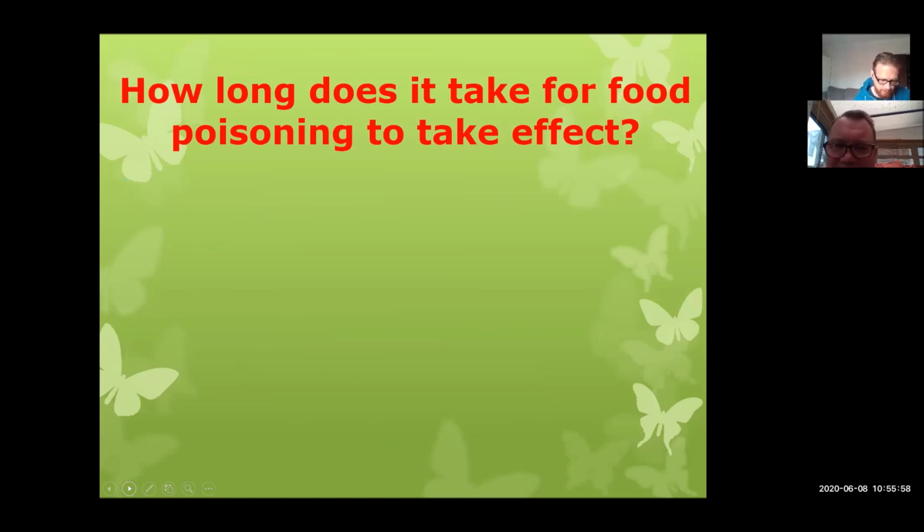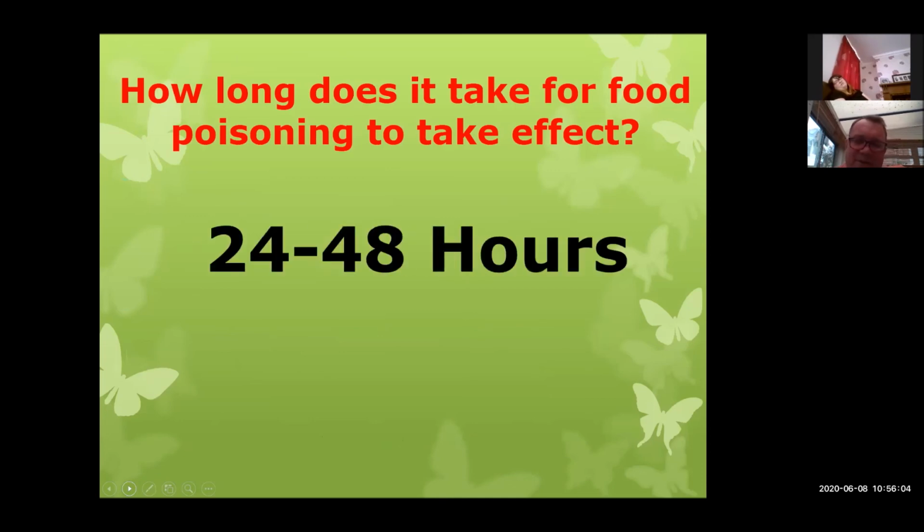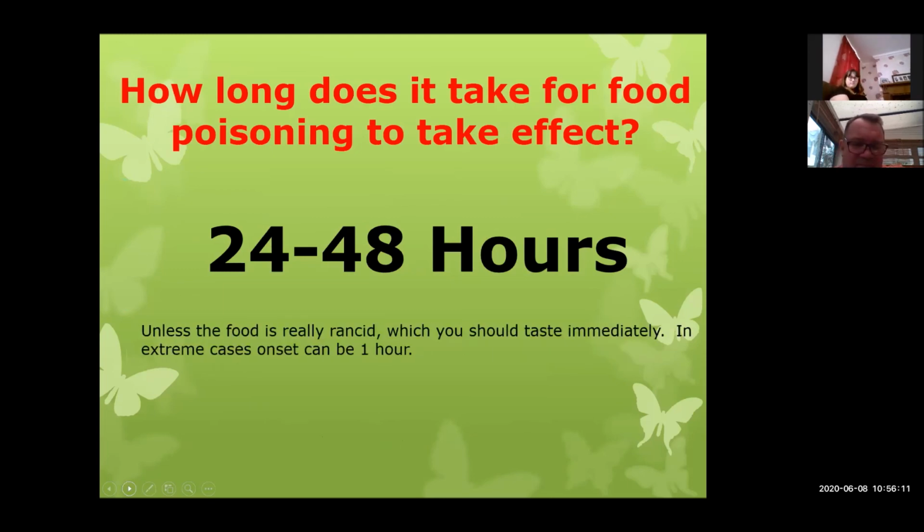How long does it take food poisoning to take effect? 24 to 48 hours. Fantastic, Shelby. Usually a good 24 hours to 2 days, isn't it? It can take quicker than that if you've got food that's really rancid or high in bacteria. It can take quicker.